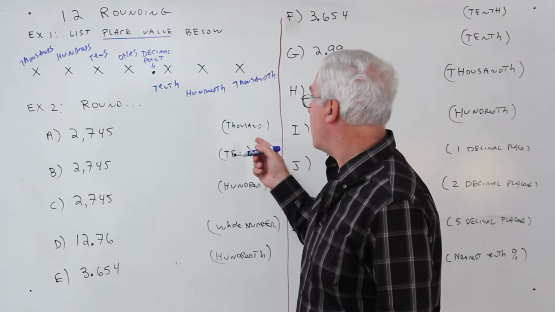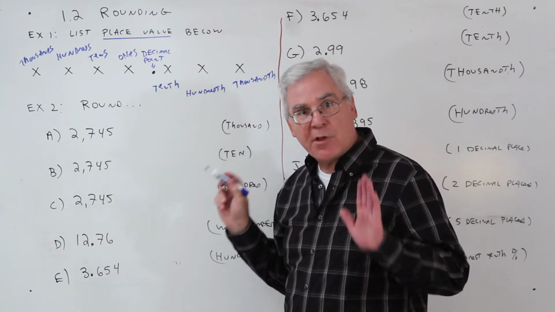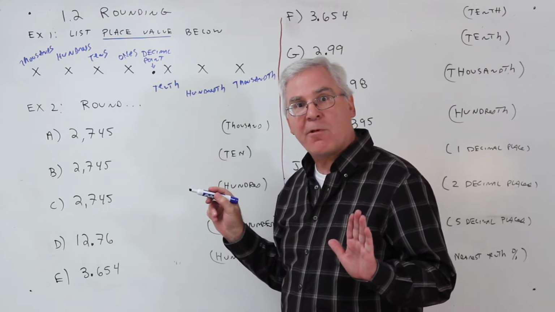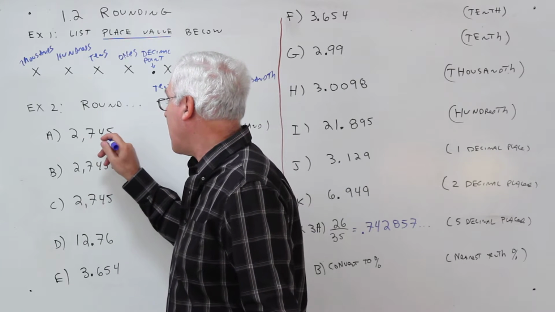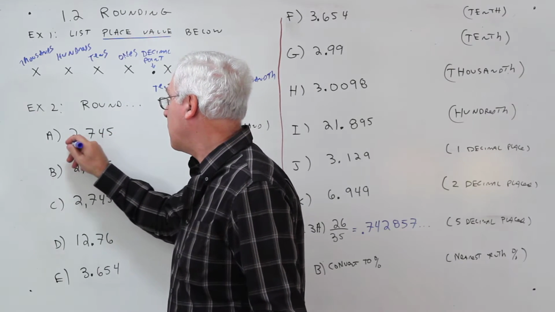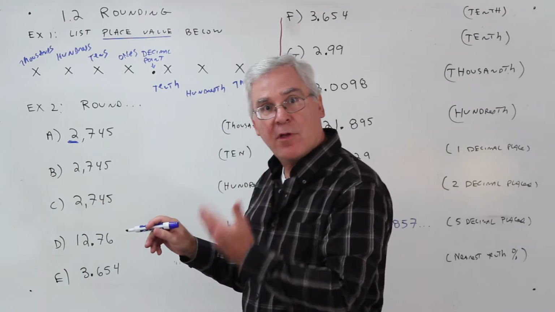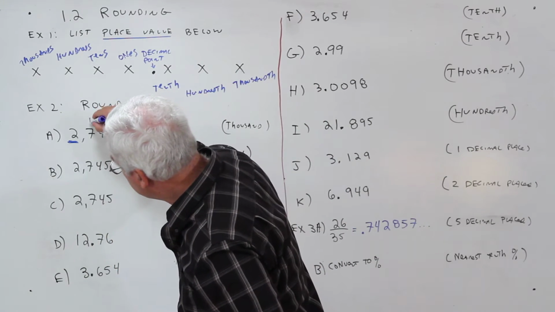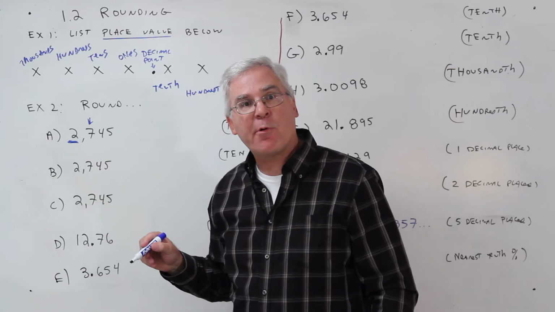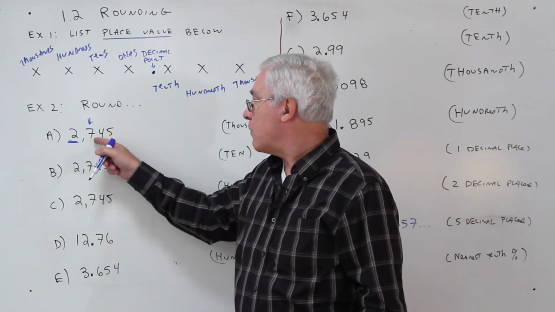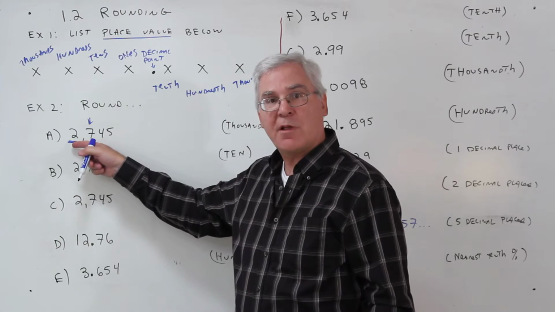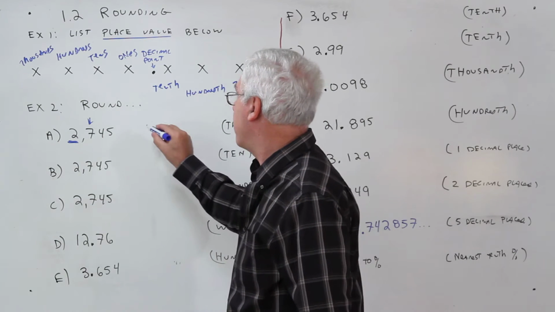So round to the nearest thousand. What I'm going to do is underline where the thousand place is. So ones, tens, hundreds, thousands. Then I'm going to arrow to the immediate right of it. And if that arrow is 5 or greater, the underline gets bumped up 1. So you're 5 or greater, so that 2 becomes a 3 and everybody else is a 0.